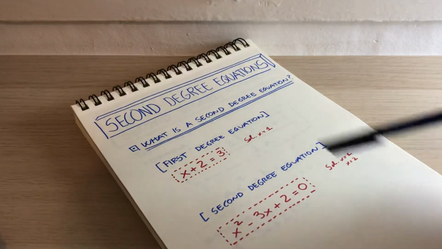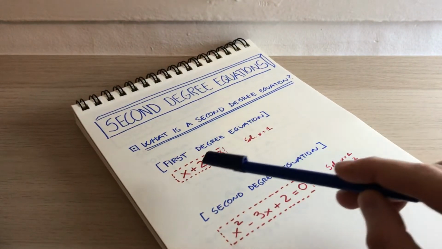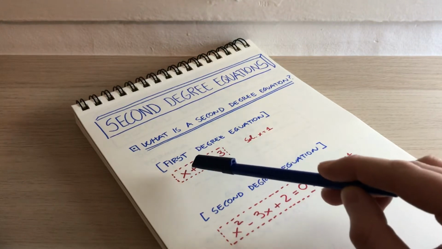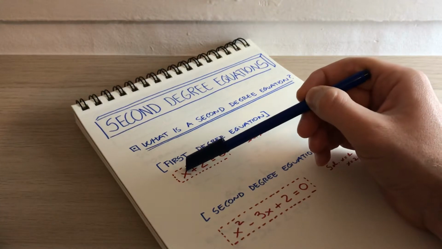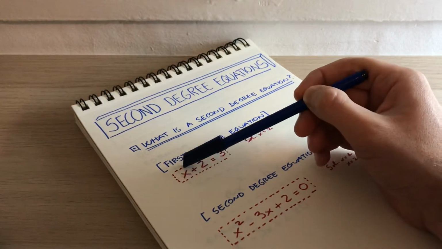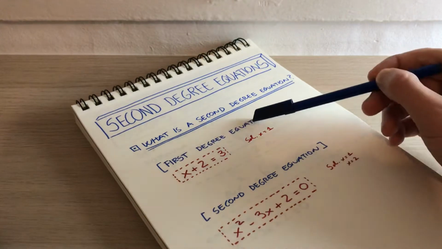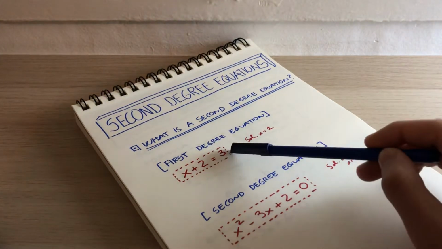And this one is a first degree equation, as you can see here, because the x is to the power of 1. If I don't have anything, it's like it has a number 1 here, so x to the power of 1, first degree equation. So we have been doing this one.